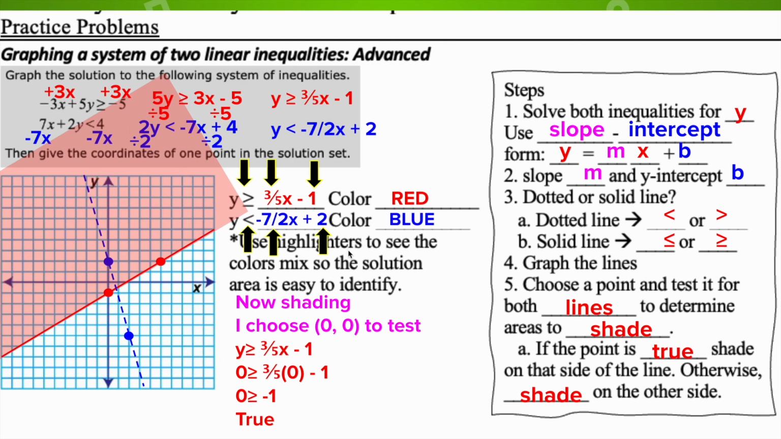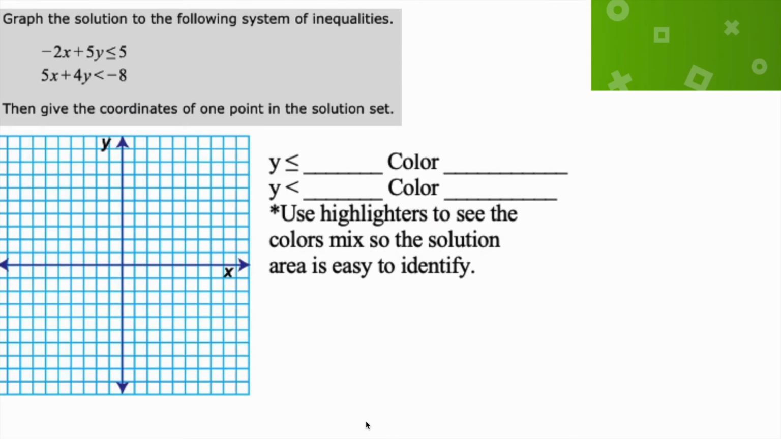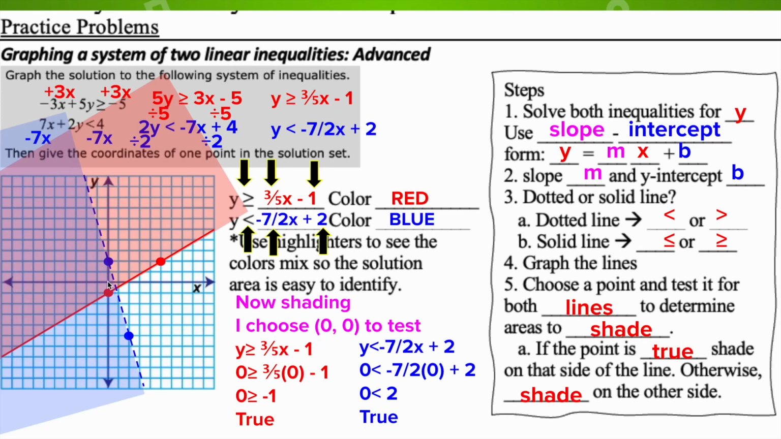All right, so now I'm going to do the second equation. And again, I'm going to plug in 0 for y and x. And multiplying by 0 makes it go away. It becomes 0. So now I have 0 is less than 2. Well, that is also true, right? 0 is less than 2. So I can shade everything on this side of the line, because if this is true for the blue dotted line, then everything on that side is true.